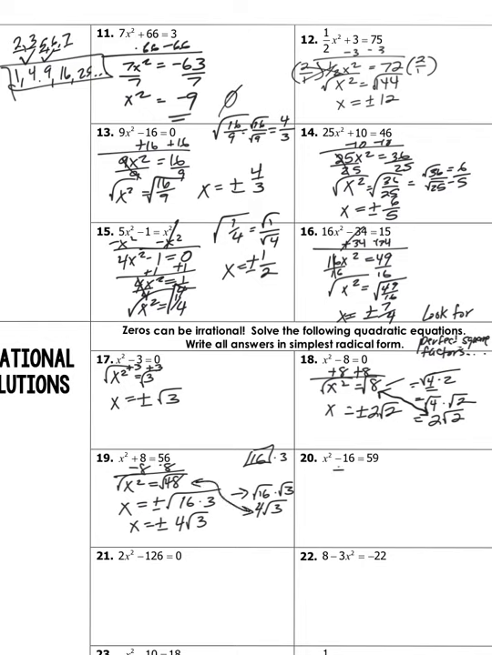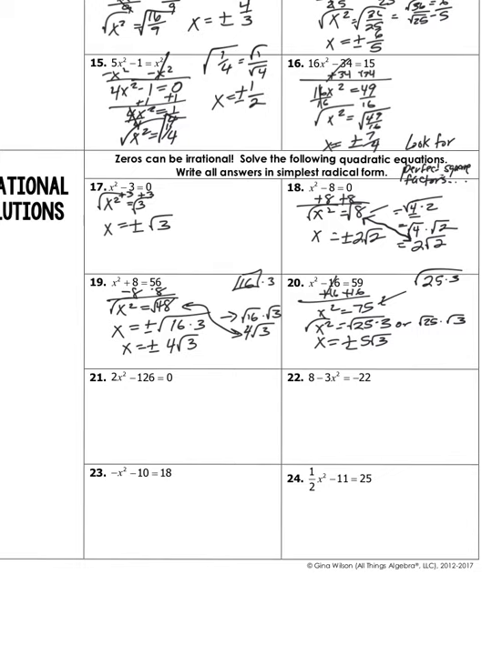All right, number 20, add 16. And we're looking for a perfect square that will go into 75. How about 25 times 3? So before we take the square root, let's break this up into 25 times 3, or the square root of 25 times the square root of 3, whichever is easier for you. And then x equals plus or minus 5 times the square root of 3.